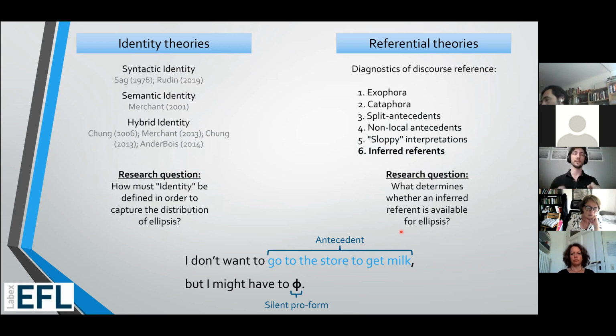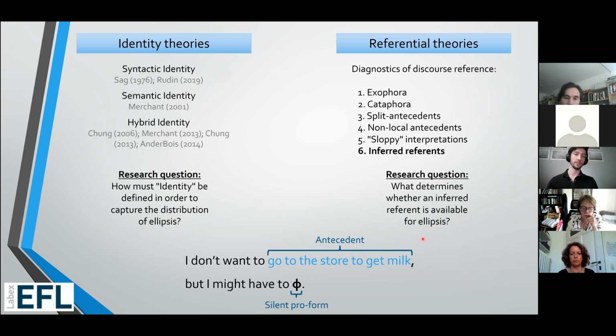And while we keep this in mind, I would also quickly like to introduce that there are two core research questions, I think, for these types of theories. Identity theories are in the business of identifying the correct notion of identity by refining their definition in order to capture the distribution of ellipses. And by distribution of ellipses, I just mean basically classifying sentences that involve ellipses as acceptable or unacceptable, okay? And on the referential side, I would like to suggest that the core question is, what determines whether an inferred referent is available for ellipsis in a given context?